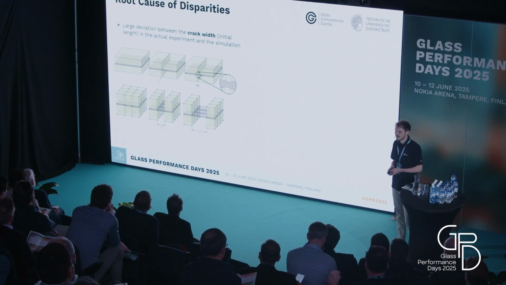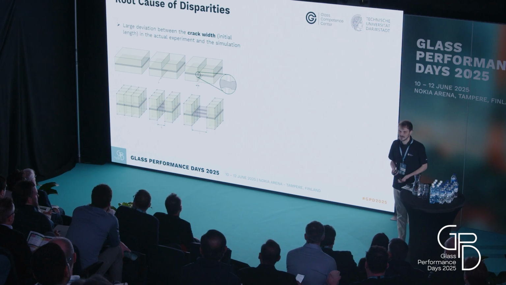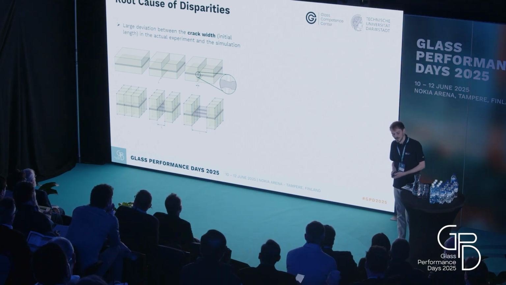Okay, what is the problem? What is the root cause for the disparities in the post-breakage behavior? The first problem is that we have problems in discretizing the crack width. We get large deviations between the crack width in the experiment and the simulation. And the problem is, when you have very small cracks, a small mistake in predicting the crack width will cause huge differences in your results. So this is one big problem.